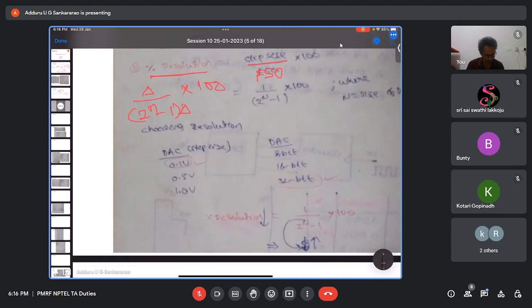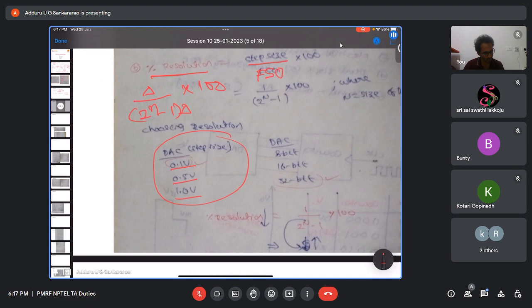Now let us see how to choose a DAC. Which one is a better DAC? If you are given step sizes of 0.1 volts, 0.5 volts, and 1 volt, which one is better? The one having the lower step size. Then the accuracy will be more. Step size is less means accuracy will be more.